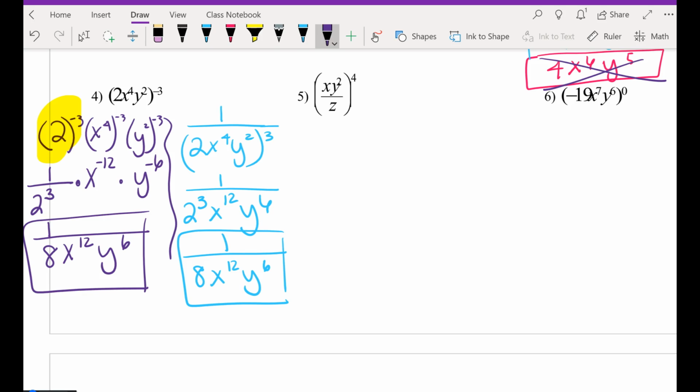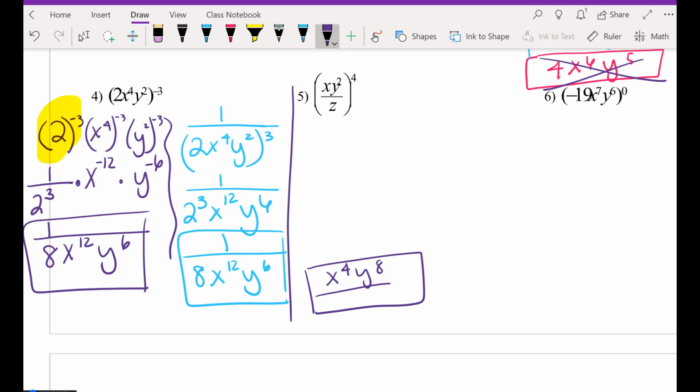Final answer to 5. Can you please give me the answer? Amanda, what's your final answer to 5, hon? X to the 4th, y to the 8th over z to the 4th. Okay, what did you get for number 5? Same answer still, okay?